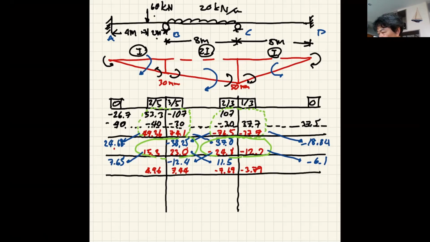Okay, and again, we keep doing this until the number becomes small enough. 2.48, and then here is minus 3.85. Here is a half of that, 3.72, and then a half of that goes to that support, minus 1.89. And oops, here we go again.